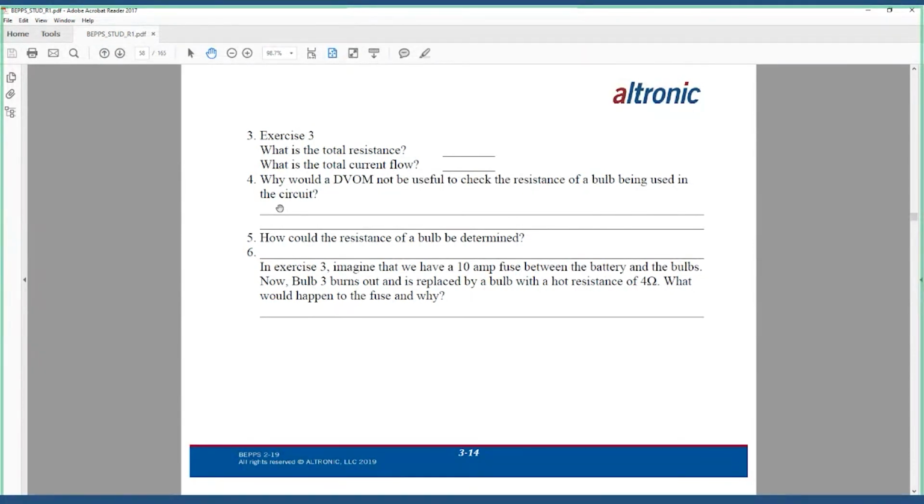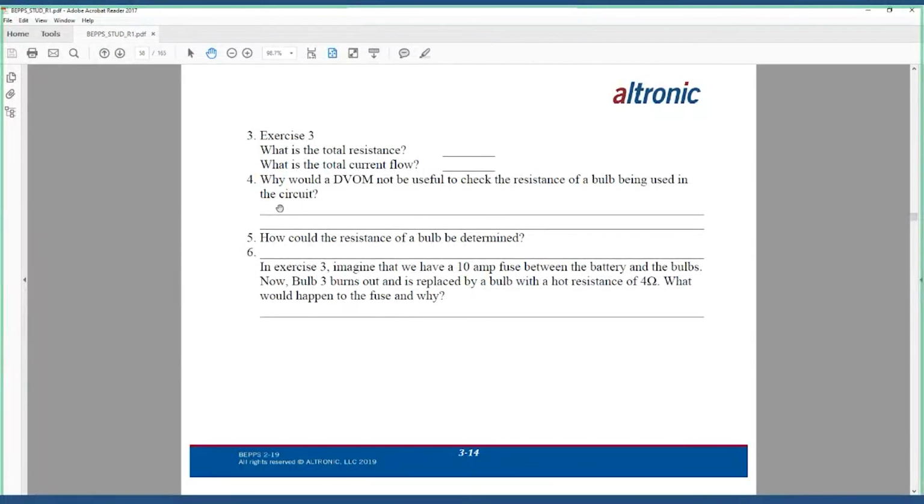So I kind of like that question. We have a lot of fun with it. How could the resistance of the bulb be determined? Well, the answer is to remove the bulb and measure the resistance individually of it. And that goes back to what we talked about last week. It's hard to measure, or it's really impossible to measure the resistance of a component when it's in a circuit. You need to take it out.